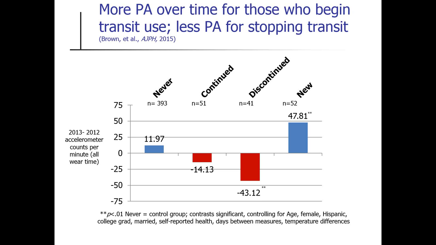But here, as you might expect, those who stopped using transit lost daily physical activity, and those who started using transit gained healthy amounts of physical activity. Now, I know these accelerometer counts are kind of arbitrary units, but this amount in the 40s is about the difference between being overweight and obese in terms of daily physical activity. So it relates to meaningful health differences.